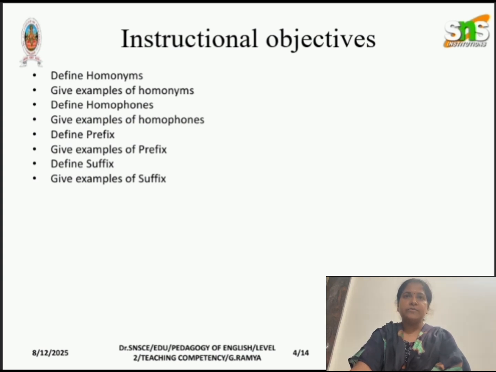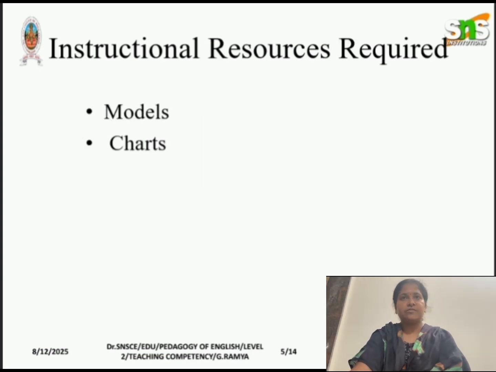How the homonyms are defined and giving some examples for that homonyms, and defining homophones by giving some examples for the homophones. Then comes the prefix. What is prefix and how it is defined by giving some examples. The same goes with the suffix by giving some examples. So this is how you have to frame the instructional objectives.